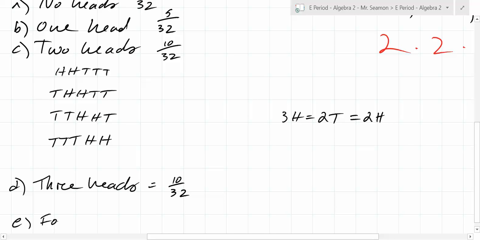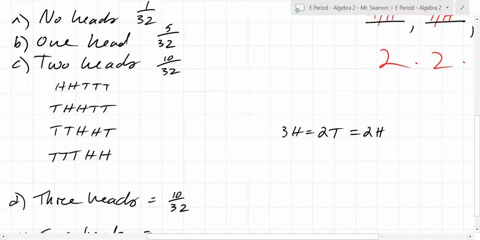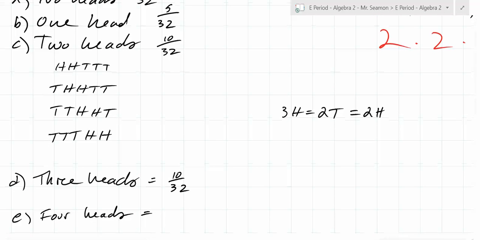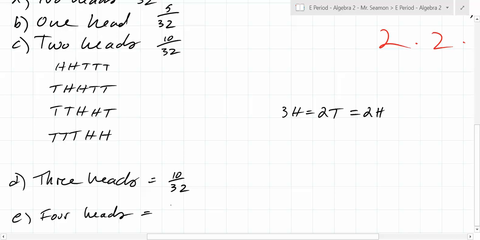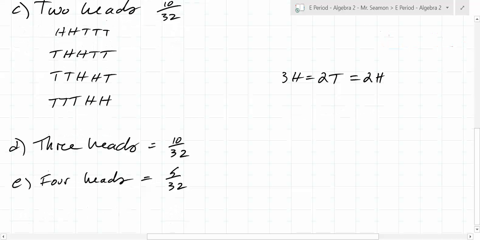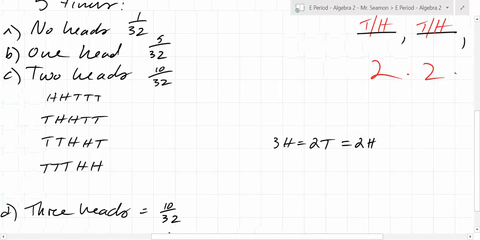What about 4 heads? Same thing as 1 head, right? Because 4 heads is the same thing as 1 tails. So what's that going to be? 5 over 32. Exactly. And so we have no heads, 1 head.